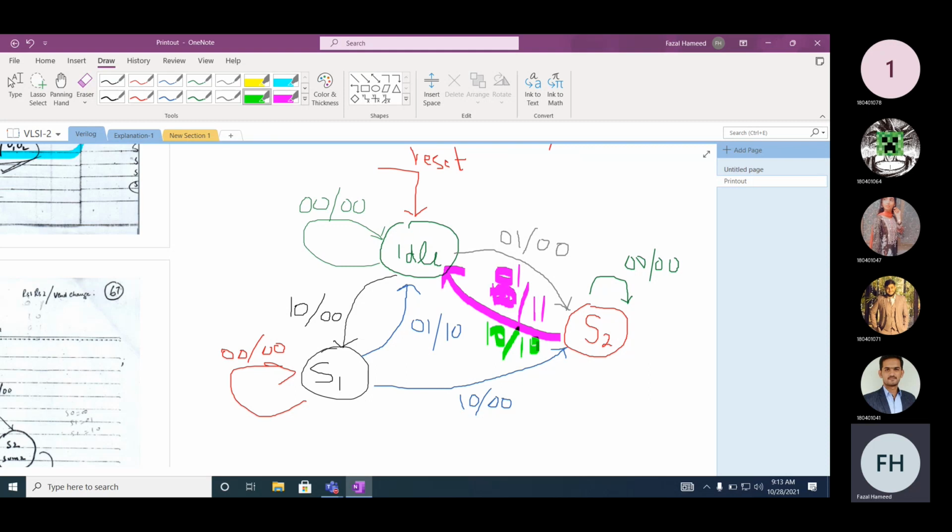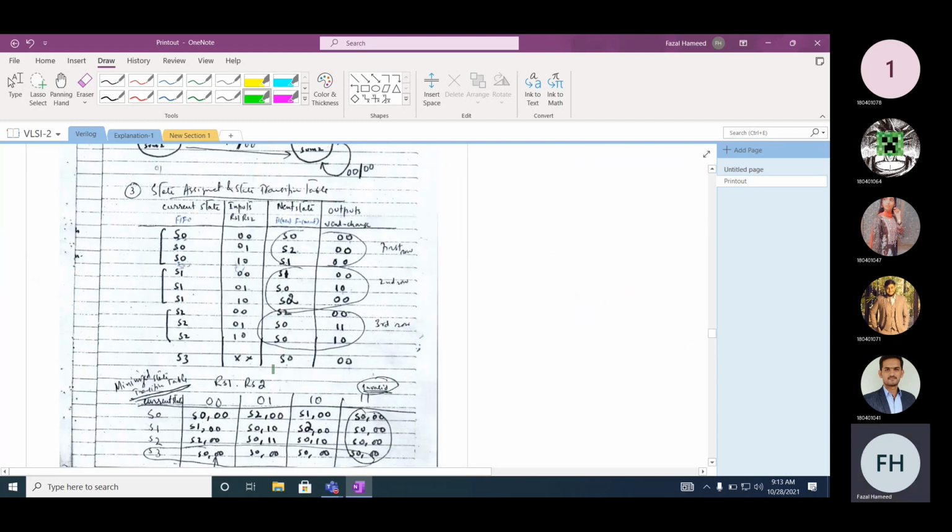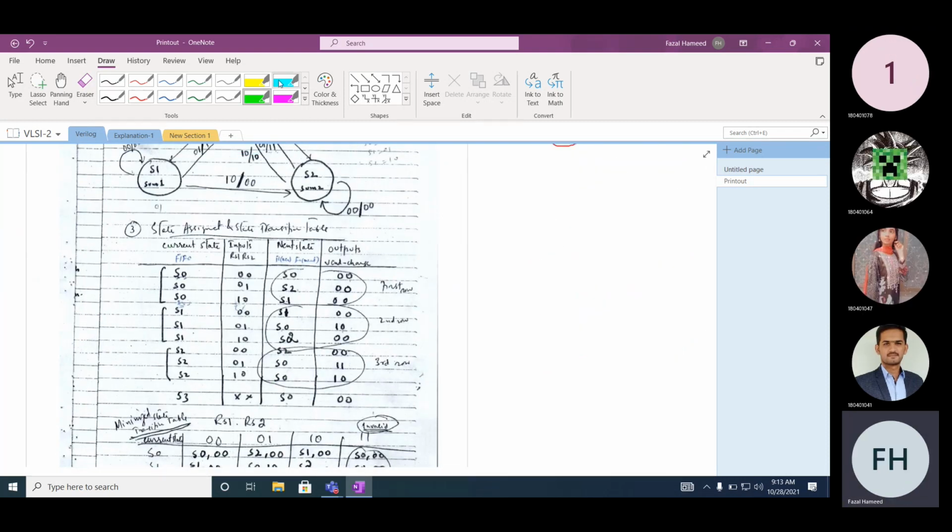Yes, followed by that state diagram, but before going to that state minimization step, you have to draw a state table. Because from that state table, you can minimize the hardware. Okay, so now we can draw the state table. This is the state assignment and state transition table. We call it a state assignment and state transition table.